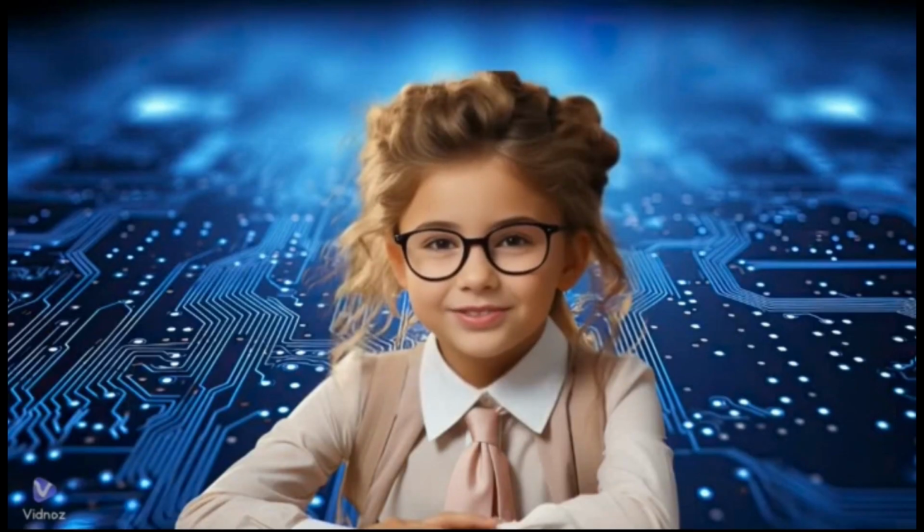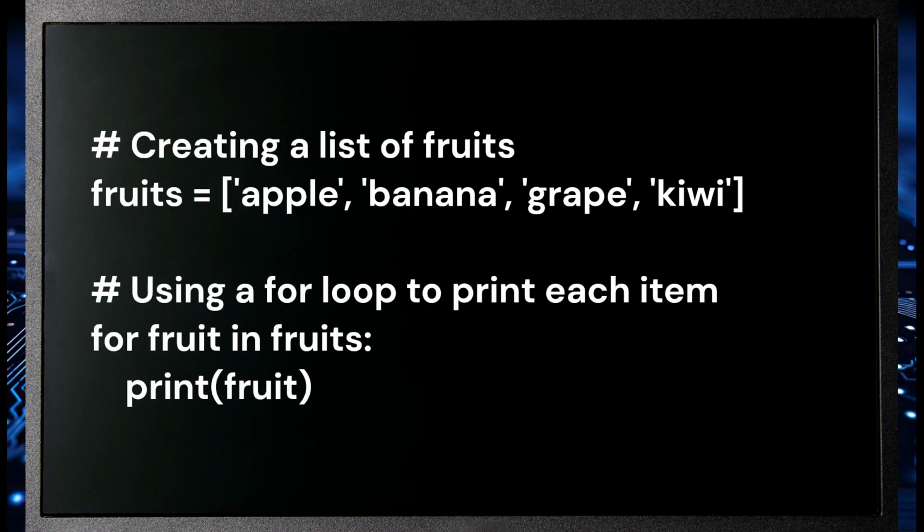Finally, we can use loops with lists to repeat code for each item in the list. Let's see an example. Here, we've used a for loop to print each item in the list, fruits. The code inside the loop prints each item one at a time.